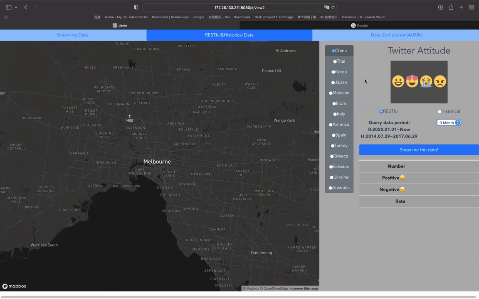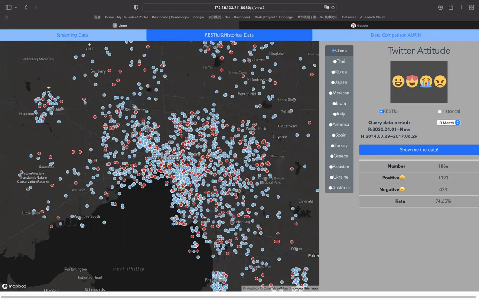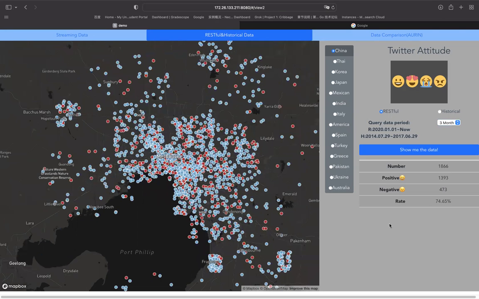It is worth mentioning that the distribution of Twitter will still follow the pattern of scenario 1, though the data is different, like we check. You can see that we select China and RESTful and the 3 months period here. And we can see the dots are displayed on the map. And here we can see the satisfaction rate is 74%.